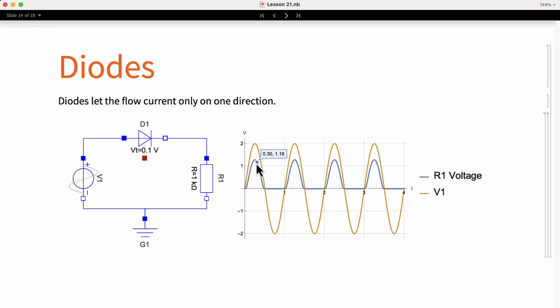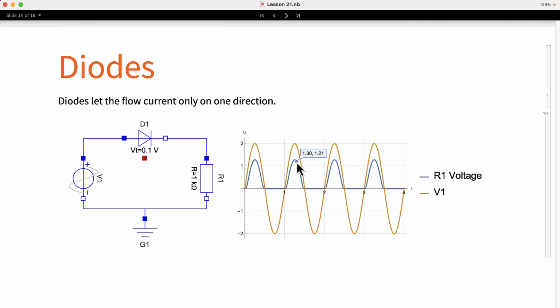We can observe that when the input voltage is negative, the resistor doesn't see any voltage because the diode is blocking the current. But when the voltage is positive, the resistor receives part of the voltage. It's not exactly the input voltage. This is because the diode takes a little bit of the voltage when current flows. These voltage drops depend on the diode. A general purpose diode will drop around 0.6 volts.